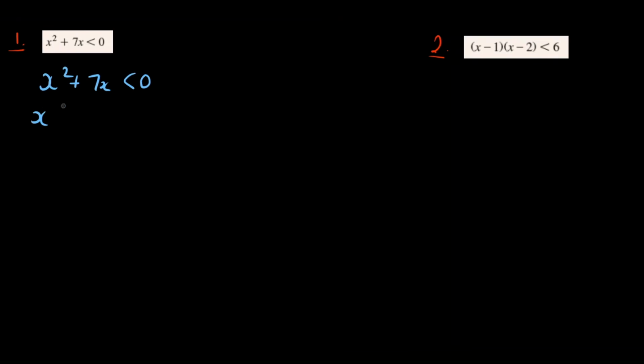So we take out the common factor of x. If we take out x from x squared, we get x. If we take out x from 7x, we get 7, and is less than 0. So at this step, we have to find values that we can substitute for x that will give us 0. In that sense, it will give us critical values.